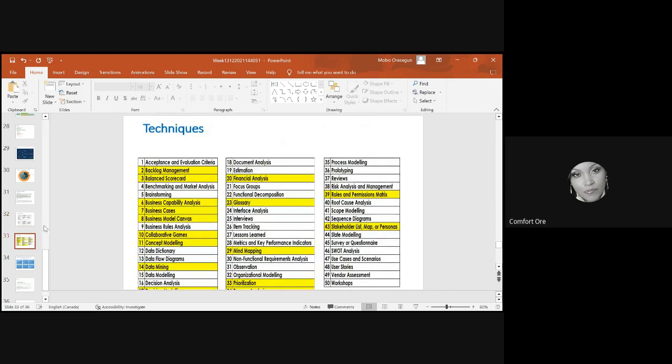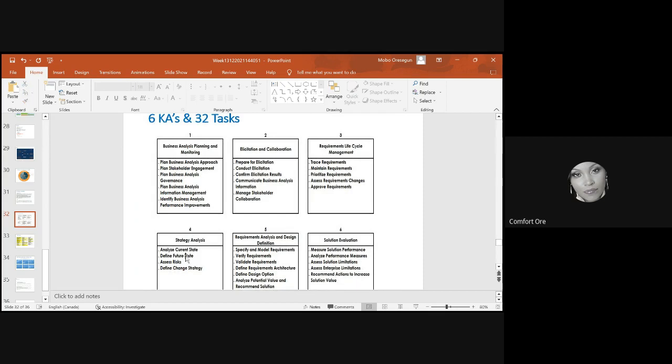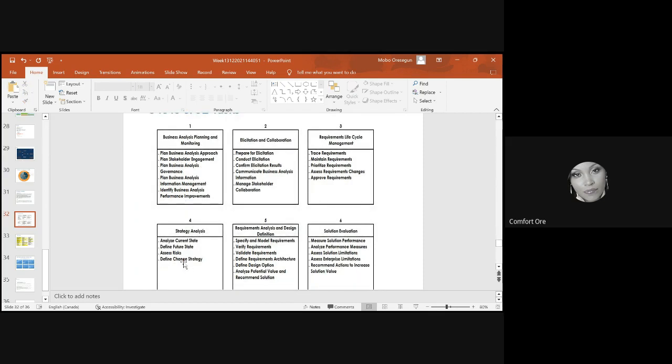Strategy analysis. Remember that we said we're going to be assessing or analyzing the current state. What's the current issue? What's the future? Define the future. Then you're going to be assessing the risk. So how do we get there? Okay, so what if we don't have enough money? That's risk. So what if we're losing one developer while we're working? That's a risk. Okay, what if the regulation changes?